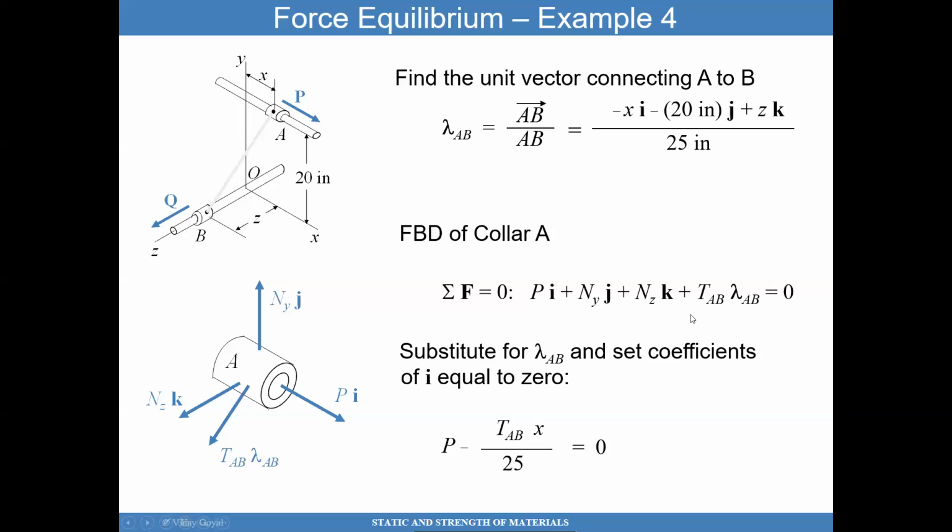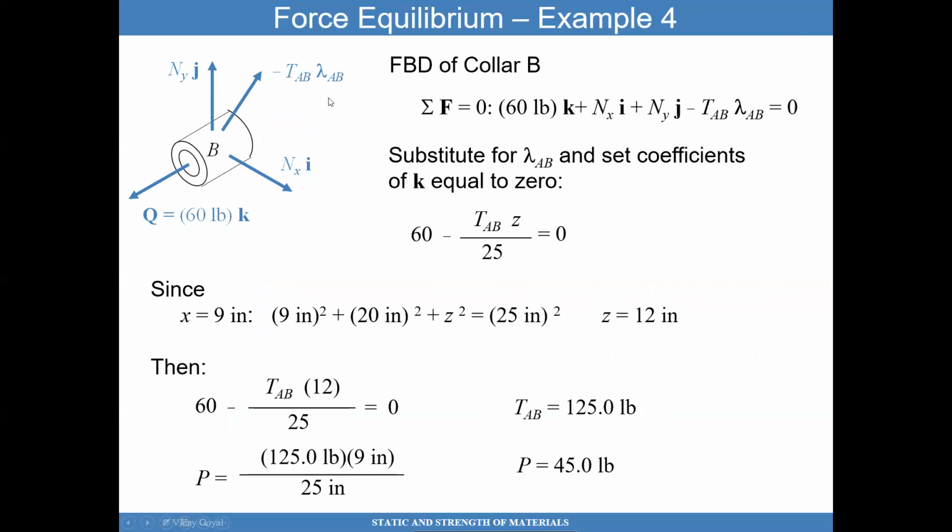And so what I'm going to do next is to substitute for lambda AB and set all the coefficients of I equal to 0. If you note here, I have lambda AB, which has I and j and k hats. When I plug this into this equation, TAB times x is going to have an I hat, and this P has an I hat. So that coefficient has to be equal to 0. And so I end up with P minus TAB times x divided by 25 is equal to 0.